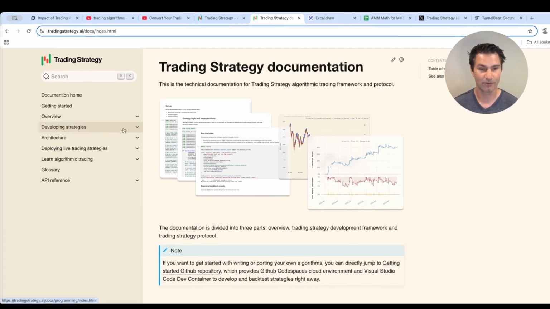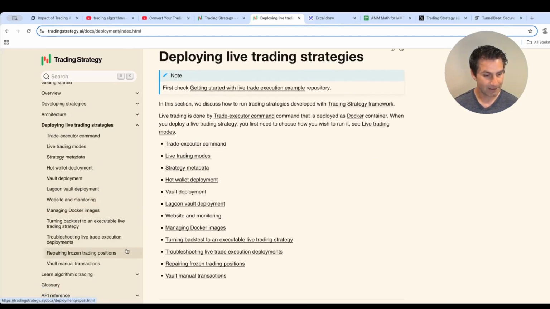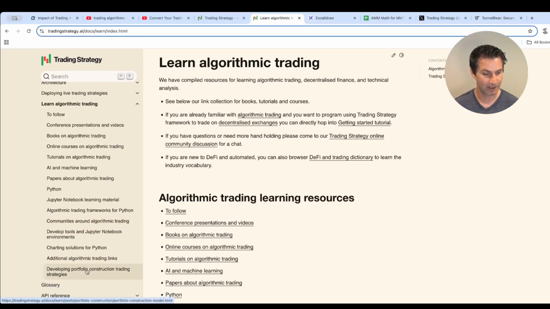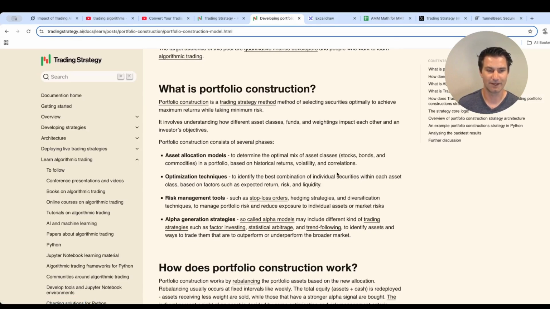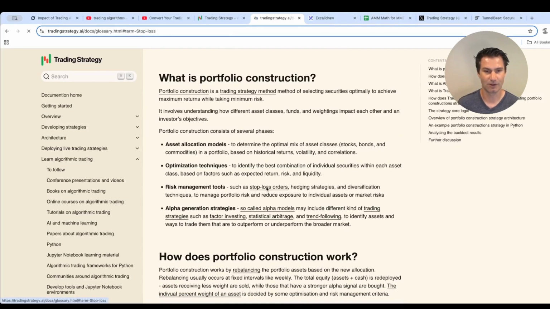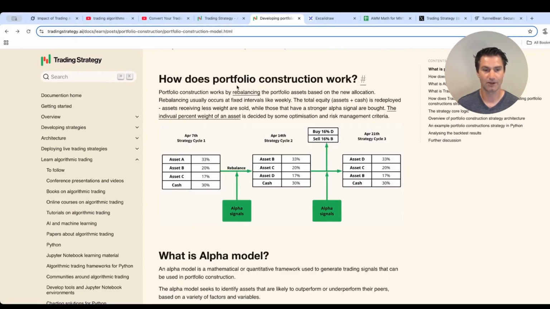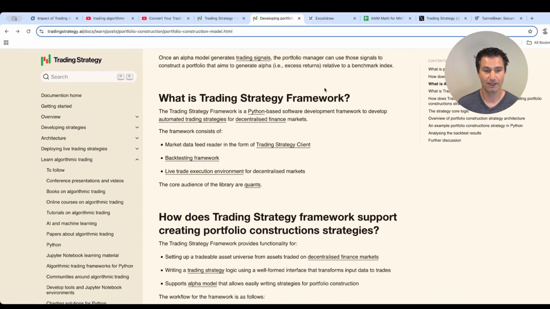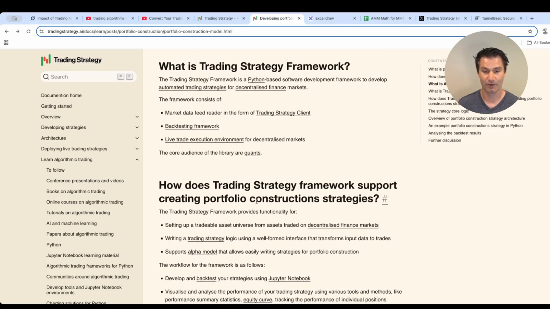So if we look through, there's lots of documents here and lots of information. One thing that was super helpful for me came out of this learning algorithmic trading and then developing portfolio construction trading strategies. And one thing, if we scroll through here, you just start to read this and consume this, and this is great. You're going to see all these glossary references, right? And this is an excellent way for you to learn how does portfolio construction work. But really, what is the trading strategy framework and how does it support creating portfolio construction strategies?